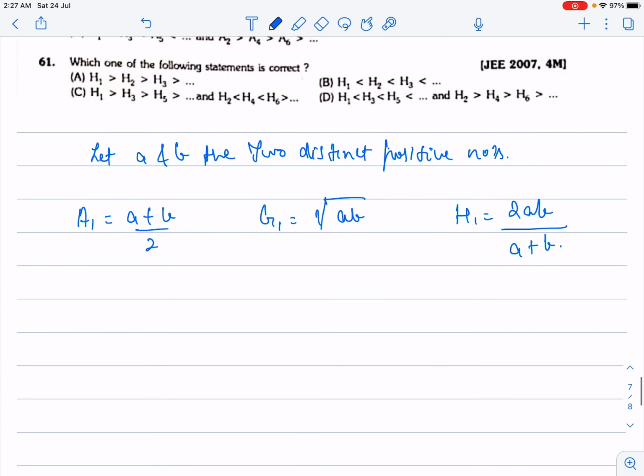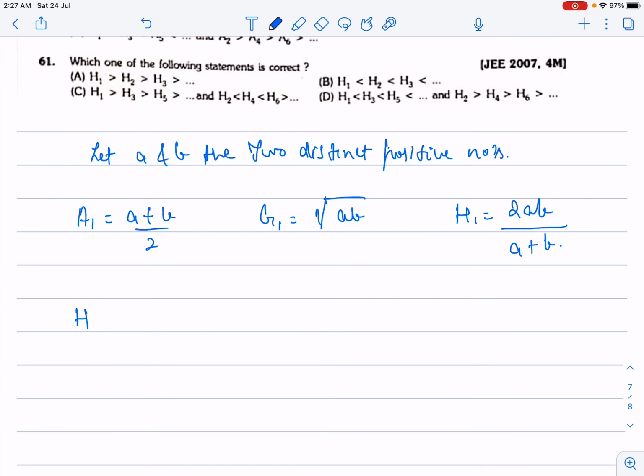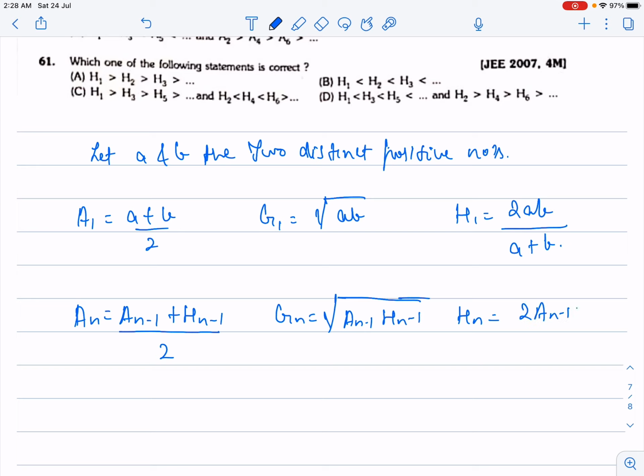Now my dear students, they told that an, gn and hn are the arithmetic mean, geometric mean and harmonic mean of an minus 1 and hn minus 1. That means an will be an minus 1 plus hn minus 1 by 2. Geometric mean gn will be the root of an minus 1 multiplied by hn minus 1. And harmonic mean hn will be 2 an minus 1 into hn minus 1 divided by an minus 1 plus hn minus 1.